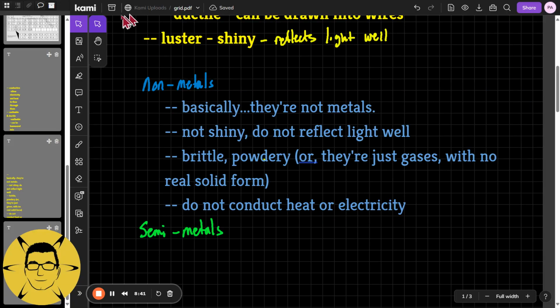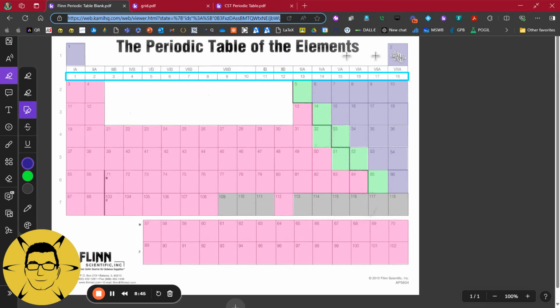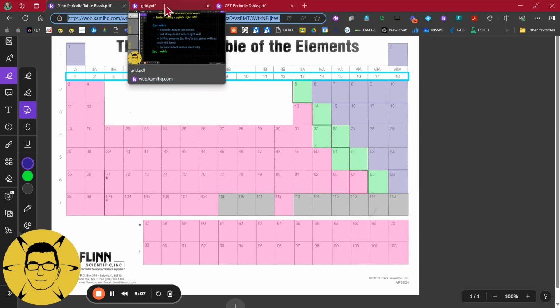Okay, so these are nonmetals, and your nonmetals should be hydrogen, helium, and everything to the right over here, except for these 7. Which will bring us to, in fact, we're going to move on to those, so I'll give you guys time to color here in a minute.